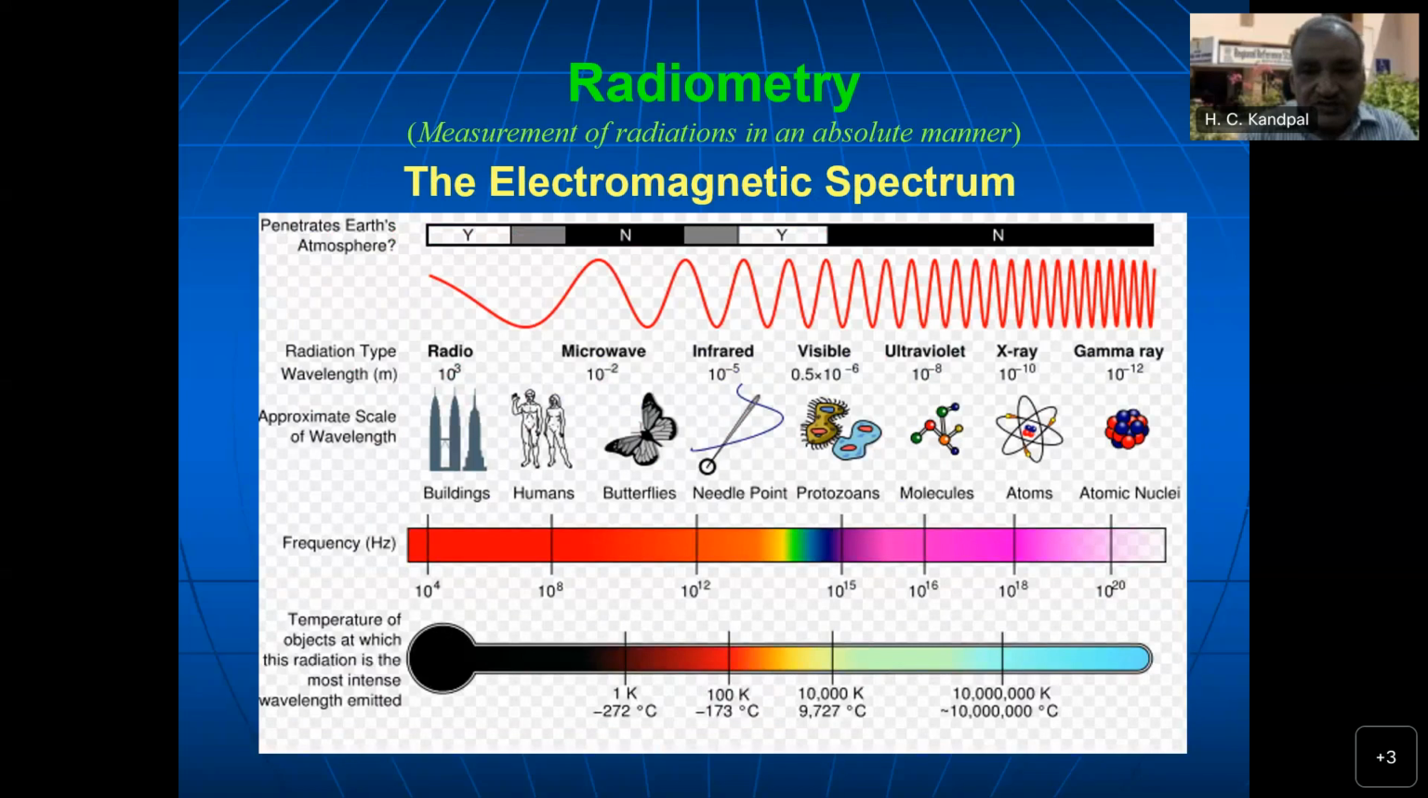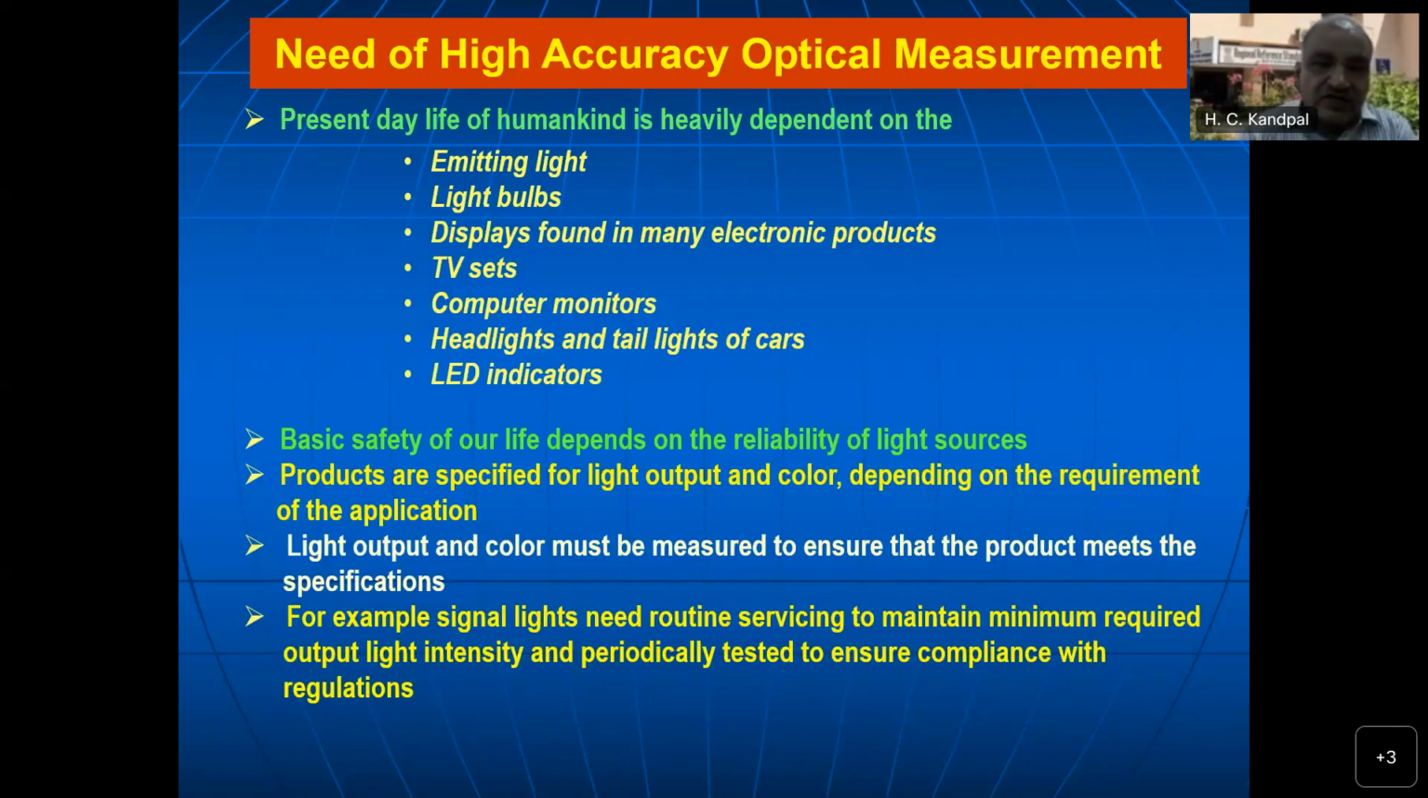Now, again, we will be dealing with only the visible part of the electromagnetic spectrum. Now we will switch over to what is called physical photometry. And we know very well that our life is heavily dependent on light sources. Whatever has been written in this slide is that they have become an integral part of our life. And the first important thing which comes into our life is safety. And safety will depend on the reliability of the sources. So how accurately and precisely we are measuring the light produced by such systems, the safety will depend on that.